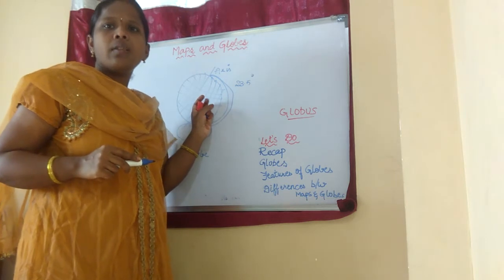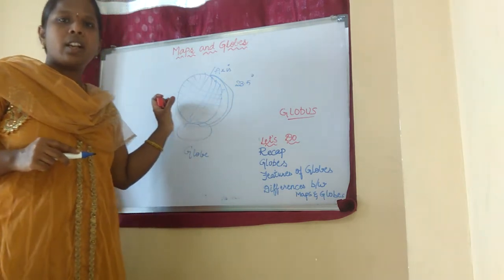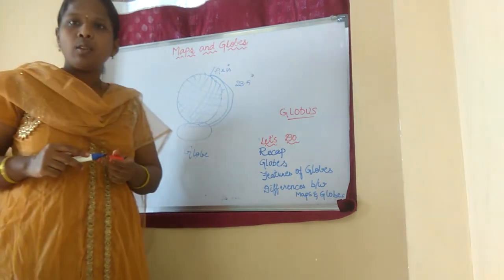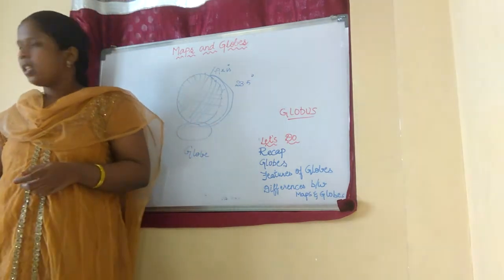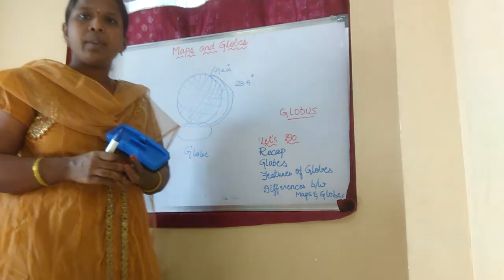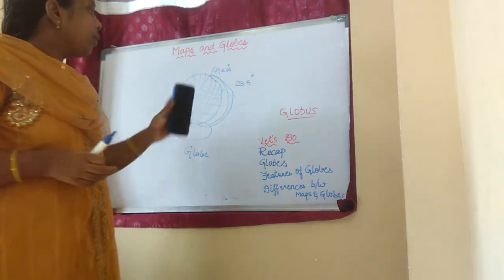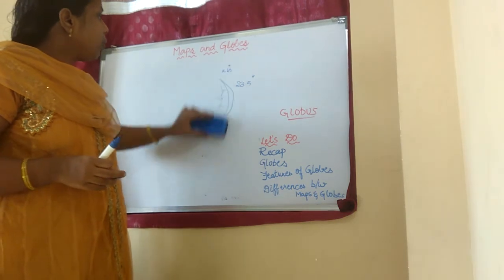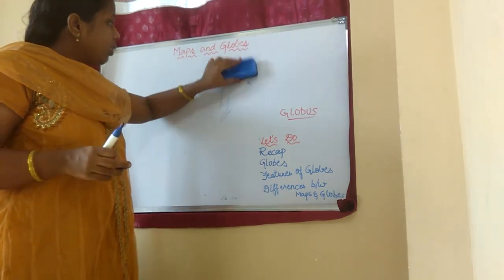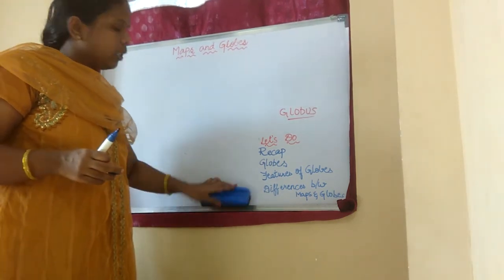So everything we can see in a detailed way in our globe, but we can't see that much clearly in a map, right? So these are the features and how it will be easy to study the same as the earth.